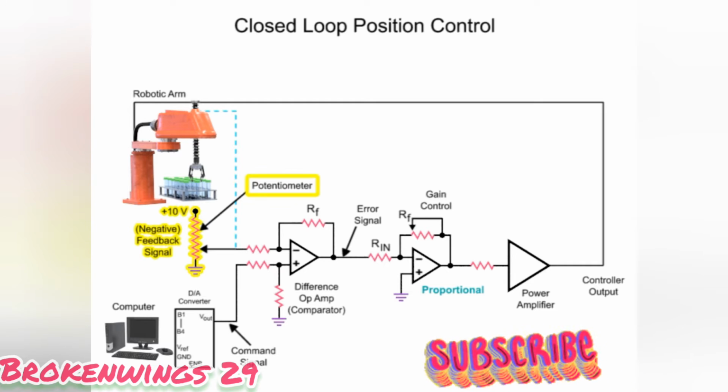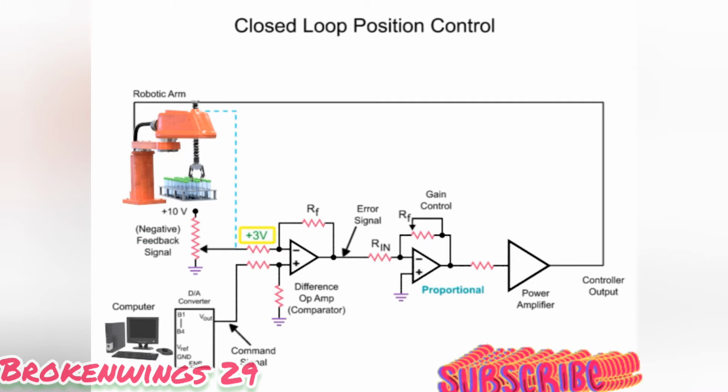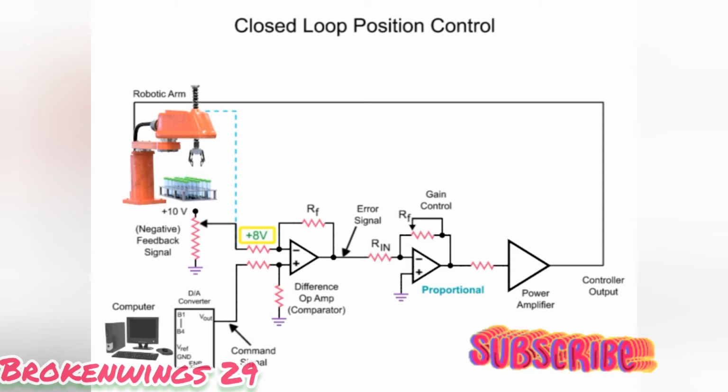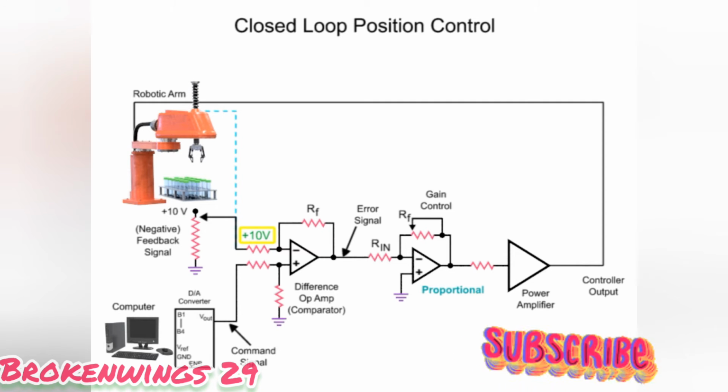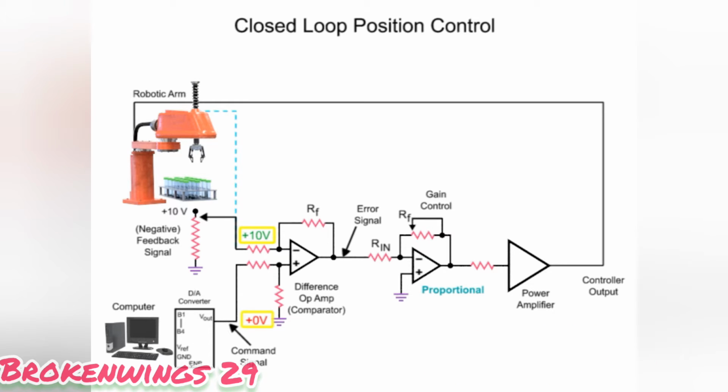The potentiometer attached to a robotic arm in the circuit indicates the actual position. The variable voltage produced is referred to as the feedback signal. When the feedback signal voltage matches the command signal voltage, the arm has reached the desired position. For example, with the arm at the bottle pick position, the potentiometer output voltage of 0 matches the command signal of 0 from the computer.